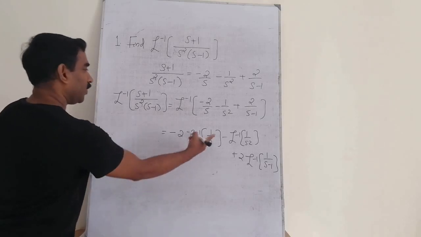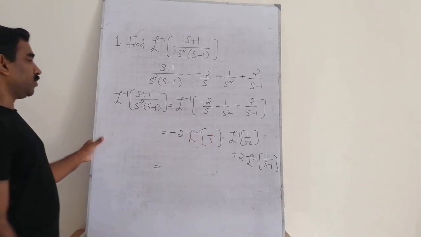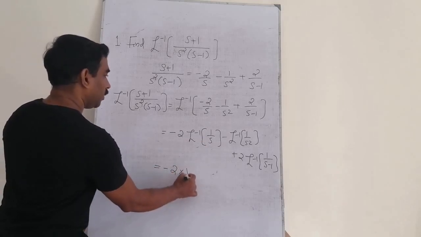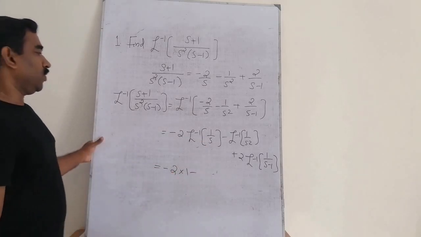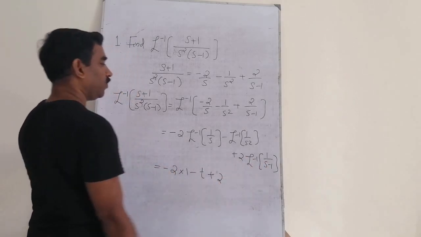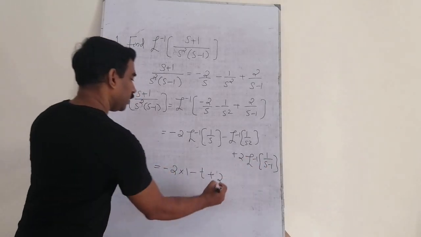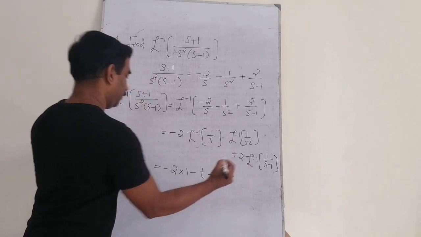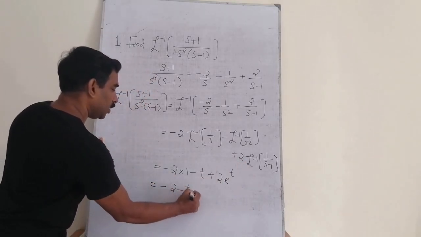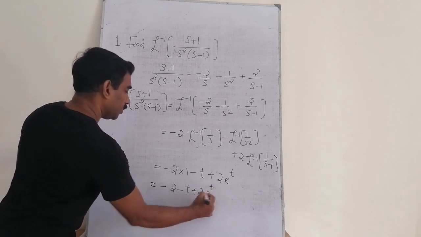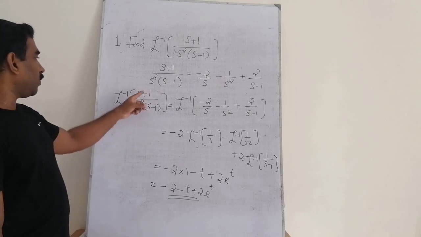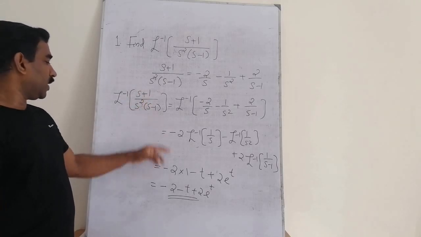Comparing with the table of transforms, we have the result: -2 times L inverse of 1/s, that is 1, minus L inverse of 1/s^2, which is t, plus 2 times L inverse of 1/(s - 1), that is e^t. So this is equal to -2 - t + 2e^t. So this is the required function, the inverse Laplace transform of (s + 1)/(s^2 (s - 1)).